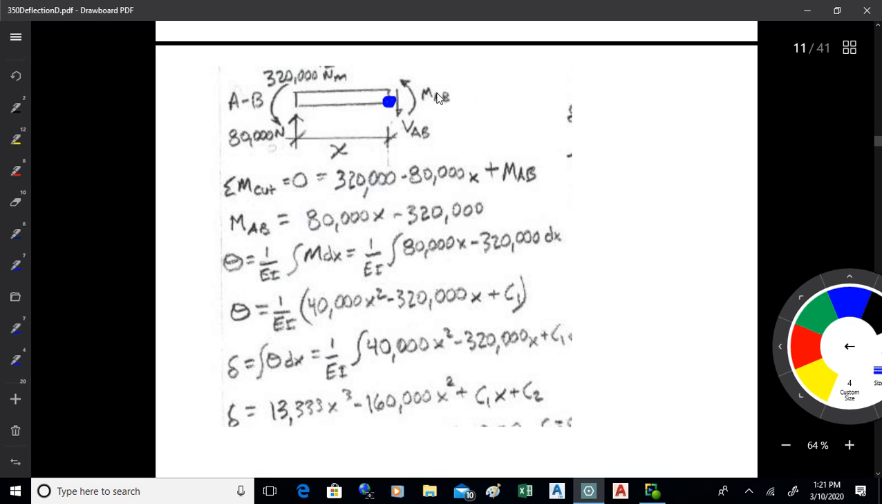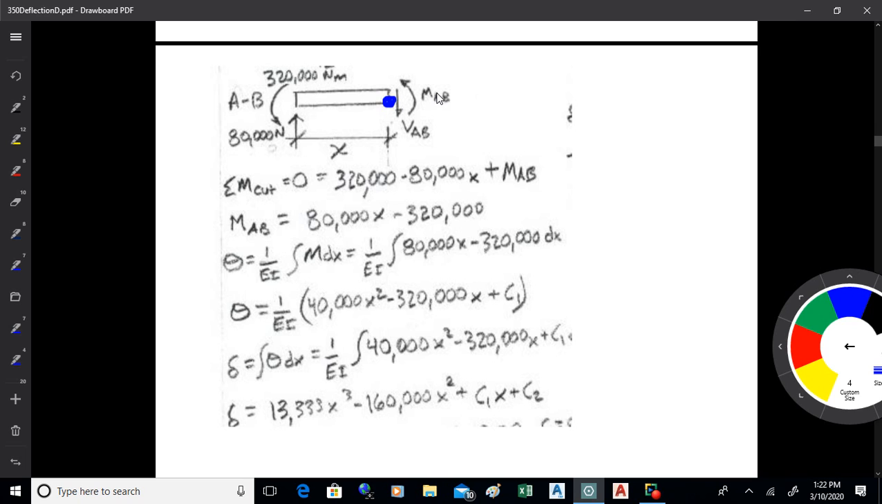And what I'll have will be the 320,000, which is the reactive couple there. That's positive, counterclockwise. Then I'm going to have the reactive force, the 80,000 newtons times x, which is the distance it is from the cut. It's negative because it's clockwise. And then I'll have plus MAB. So I can solve for the moment from A to B. It's 80,000 x minus 320,000. Okay. So that's the moment between A and B.